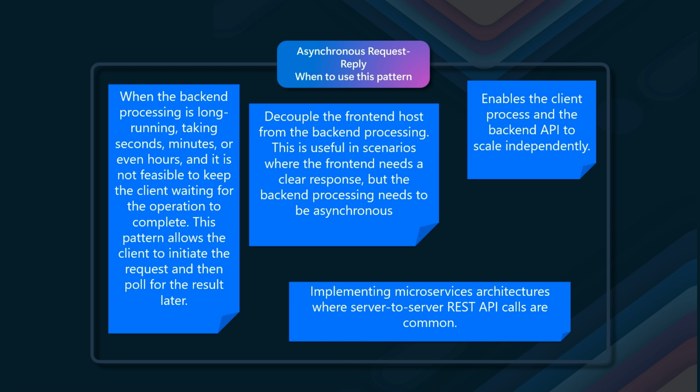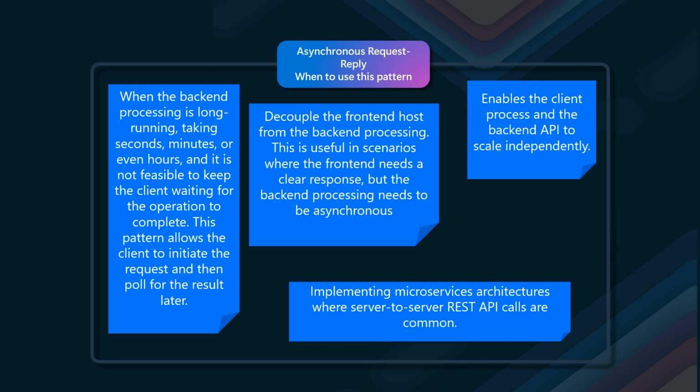Decoupling front-end and back-end. When you need to decouple the front-end host from the back-end processing, this is useful in scenarios where the front-end needs a clear response, but the back-end processing needs to be asynchronous. Scalability. So when you want to enable the client process and the back-end APIs to scale independently, by using a message broker to separate the request and the response stages, you can achieve better scalability and manage load more effectively.